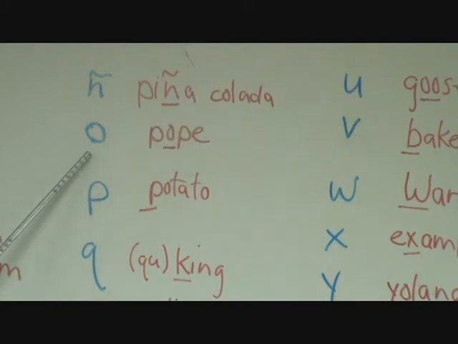The next letter is the letter O, and it's pronounced like the long O in English, for example, in the word pope. The next letter is the P, and it's pronounced like the P in potato. The next letter is the Q. The English Q is called a Q in Spanish, and you hardly ever see that Q without a U after it. And the Q followed by a U gives you a hard K sound, like in the word king.